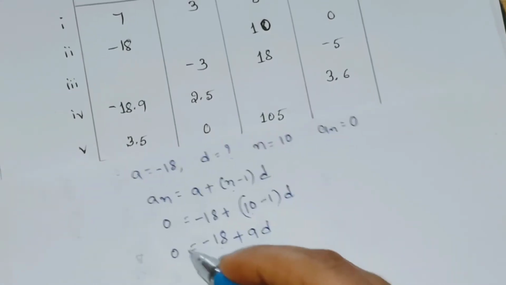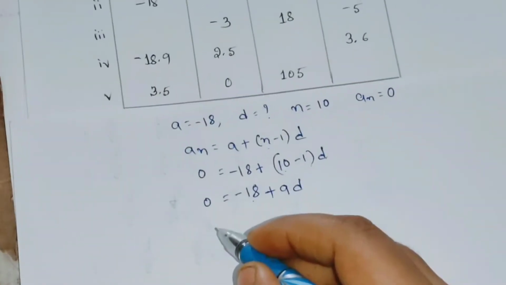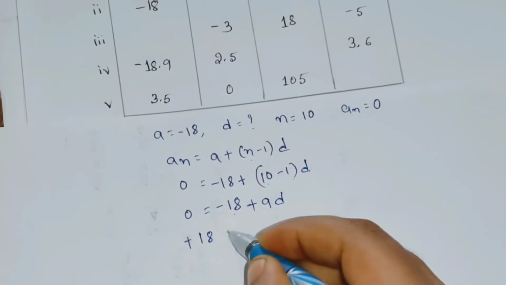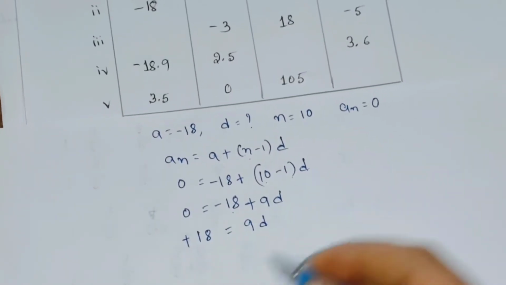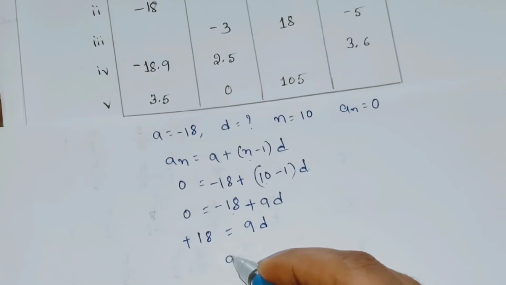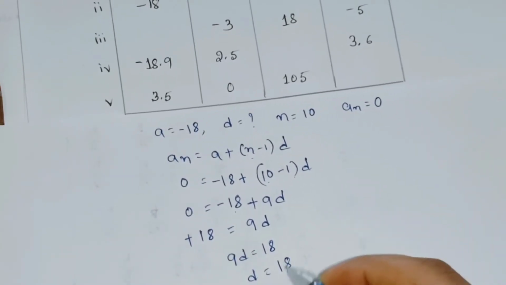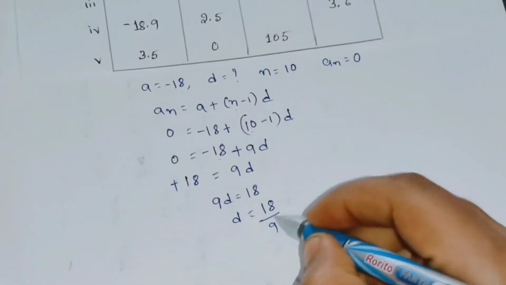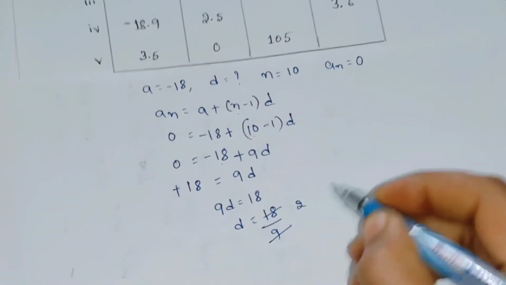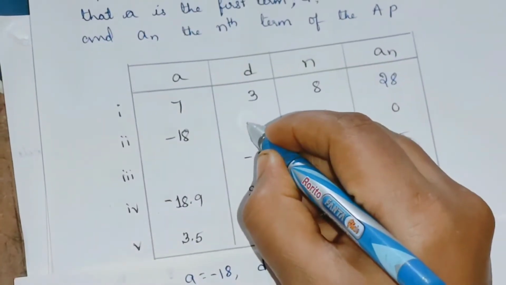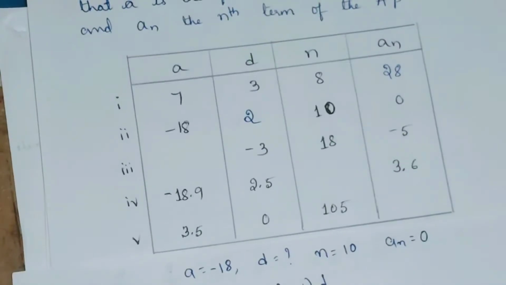0 is equal to minus 18 plus 10 minus 1, which is 9d. Shift this 18 towards the left hand side, then it is plus 18 is equal to 9d. Then 9d is equal to 18. d is equal to 18 by 9. 9 ones are 9, 9 twos are 18. Then d is equal to 2. 2 is the answer. You have to write in the blank, that is 2.